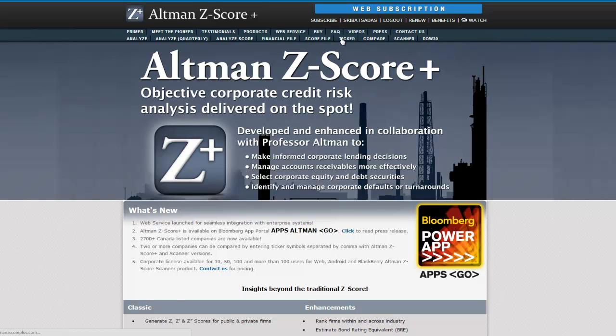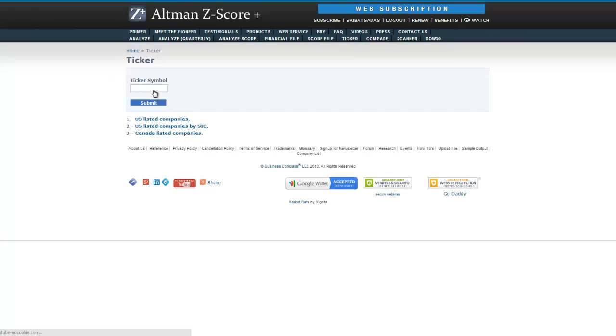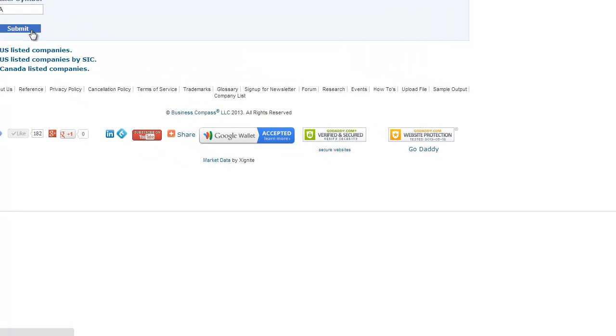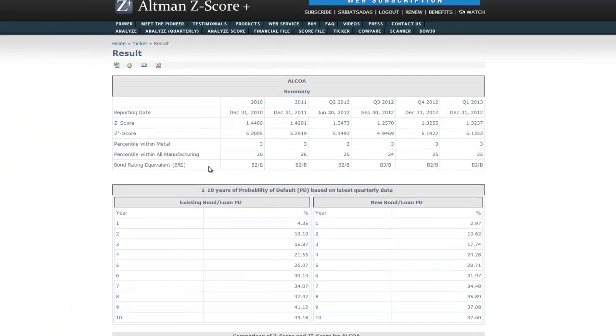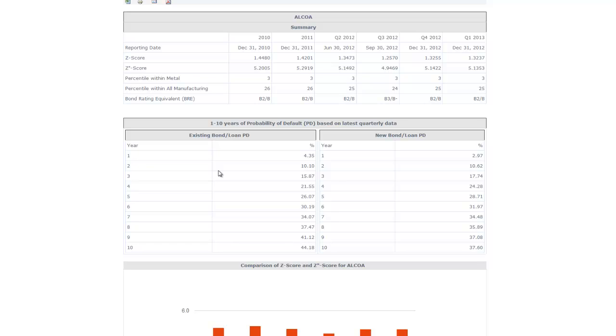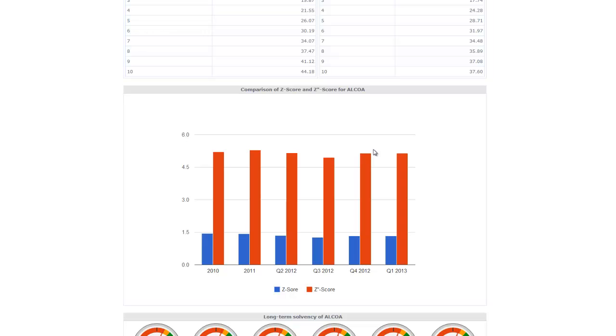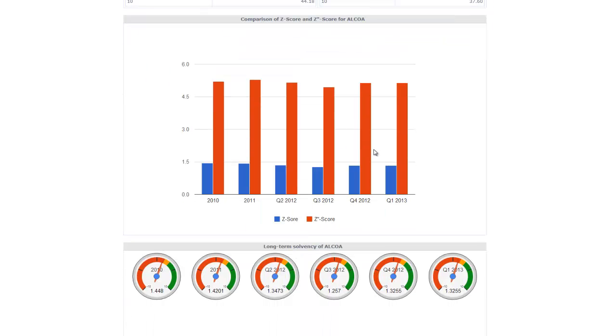So now let me take you to ticker. Here you enter a ticker symbol and you hit submit, and that gives the Z score, Z double prime score, percentile within metal sector, percentile across all manufacturing sectors, bond rating equivalent, and then there are two tables below that. One is for existing bonds and loans, 1 to 10 years of cumulative default probability. This is for the new bonds and loan cumulative default probability. Then there is a comparison of Z and Z double prime scores, and the gauge indicating the long-term solvency risk.